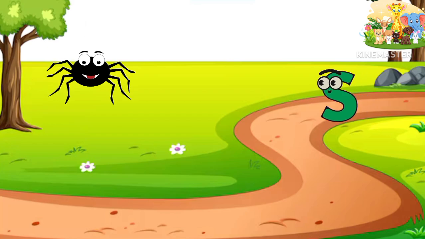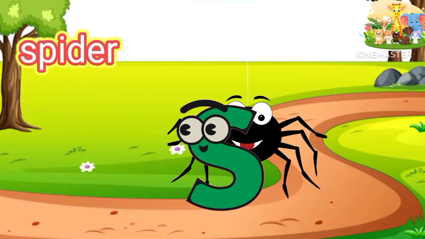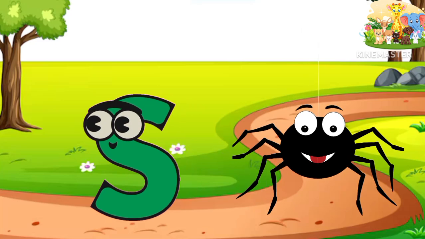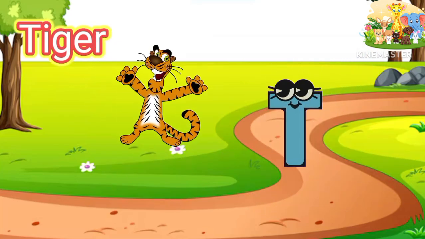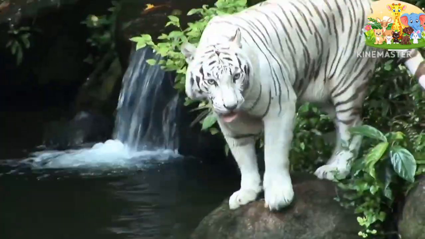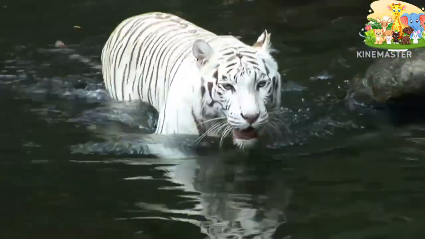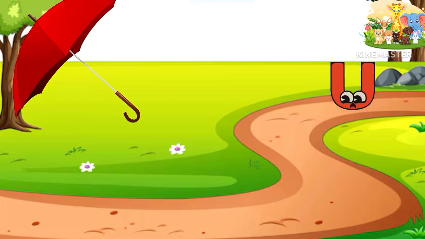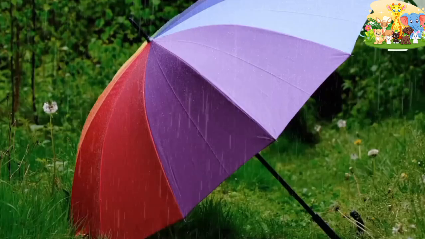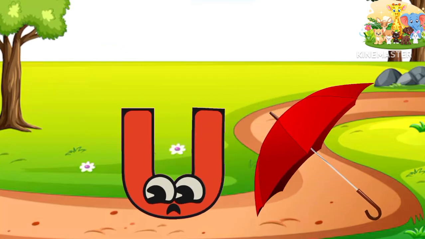S is for spider, spider. S, spider. T is for tiger, tiger. T, tiger. U is for umbrella, umbrella. U, umbrella.